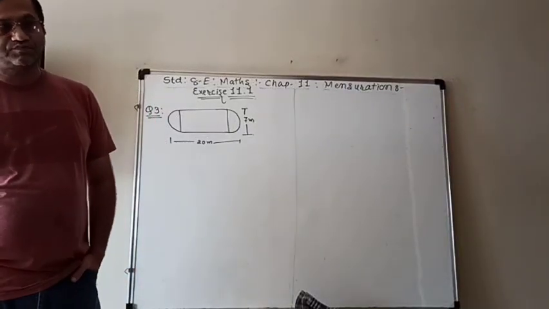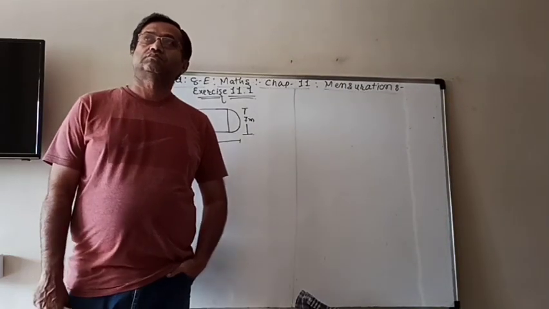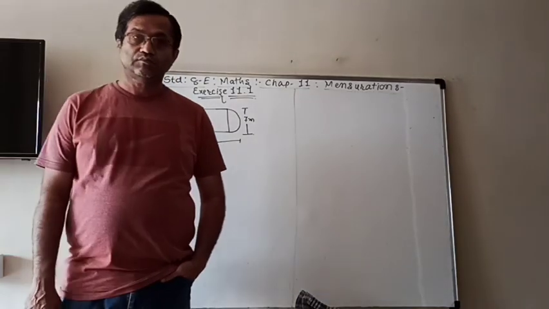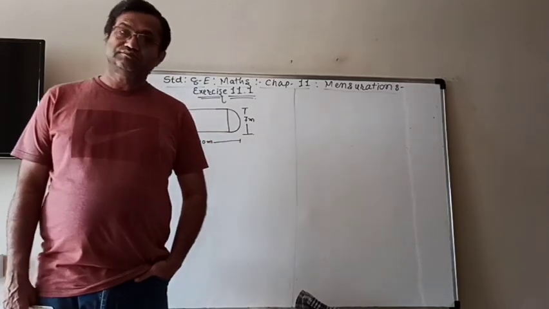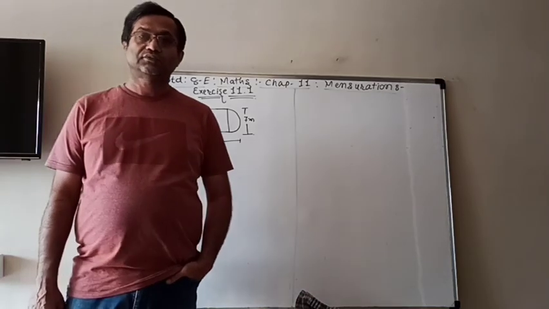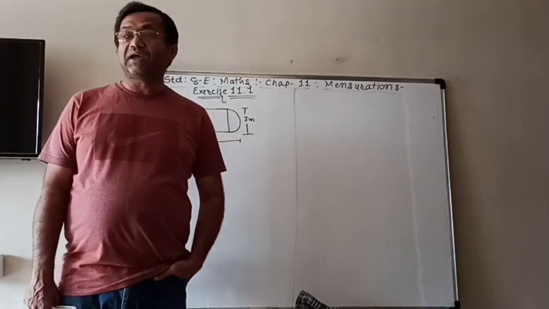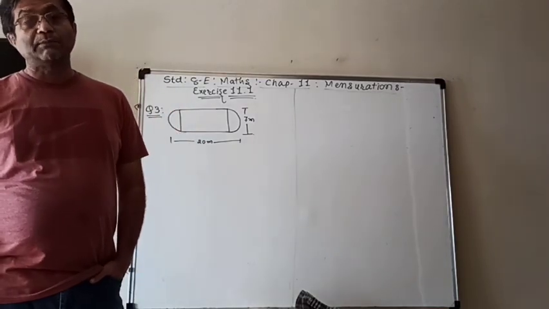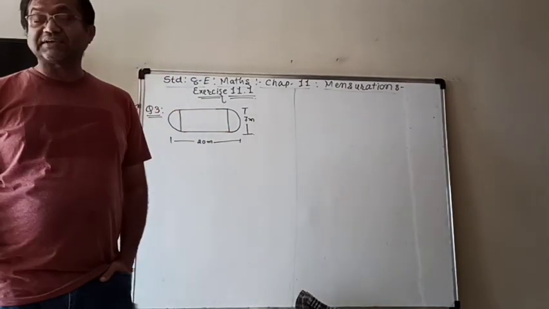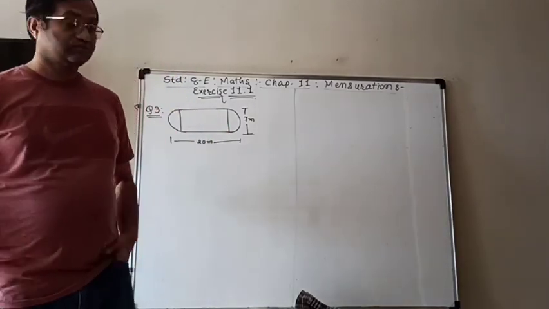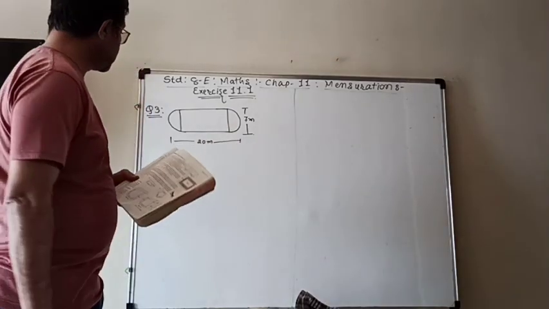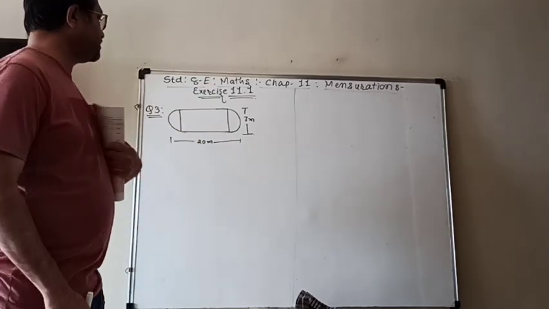Hello students, Standard 8. We started chapter number 11, mensuration, in which we revised the formulas of perimeters and areas of some plane figures. Also, we started exercise 11.1, in which we finished the first and second questions. Now let's continue with the third question.